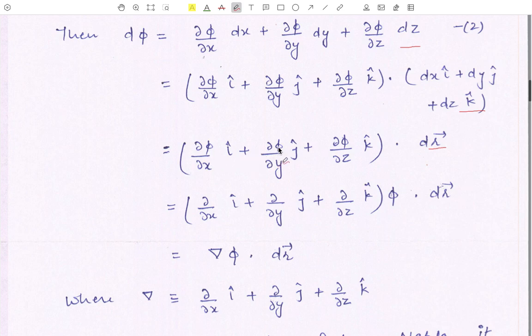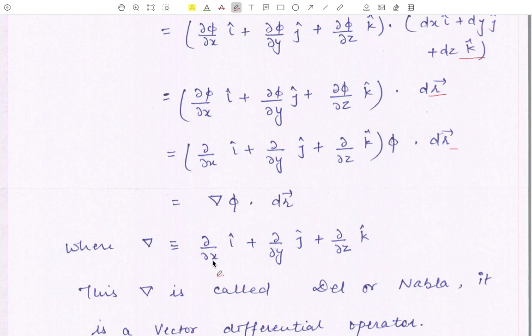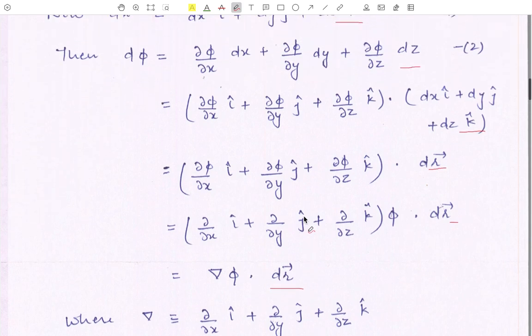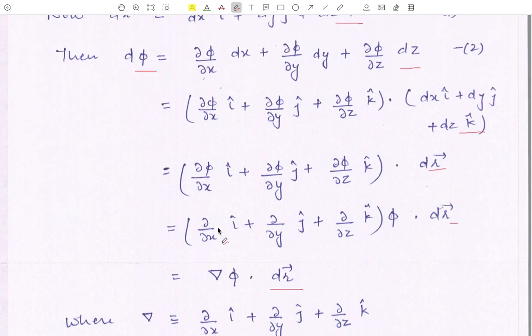Now we can take phi outside the bracket as we have done here: (∂/∂x i cap plus ∂/∂y j cap plus ∂/∂z k cap) of phi, dot product with the dr vector. Now this operator can be written as del. This is called the del vector or Nabla operator. So this can be written as del phi dot dr. This is d phi. Therefore d phi is equal to del phi dot dr.